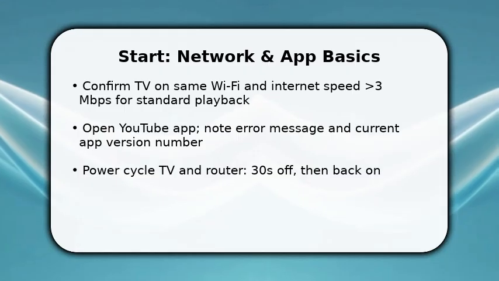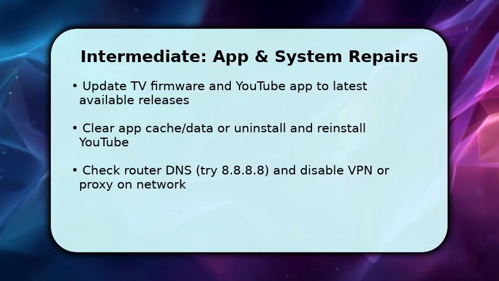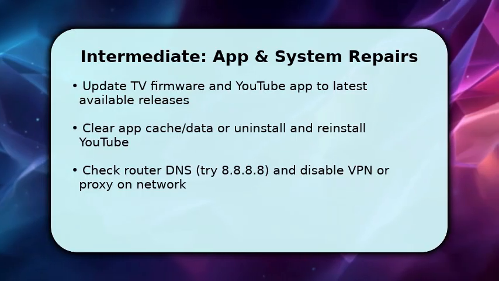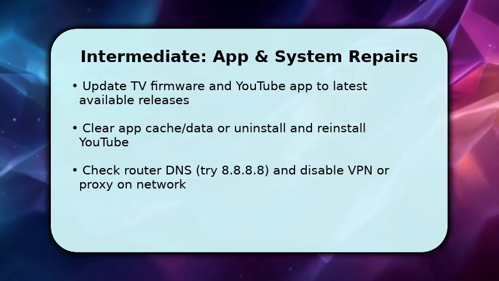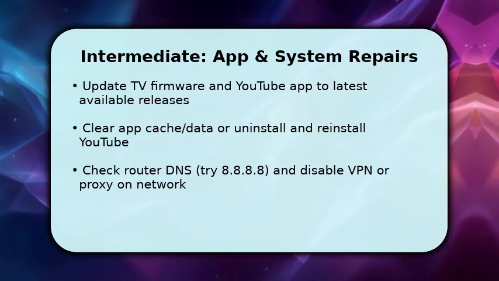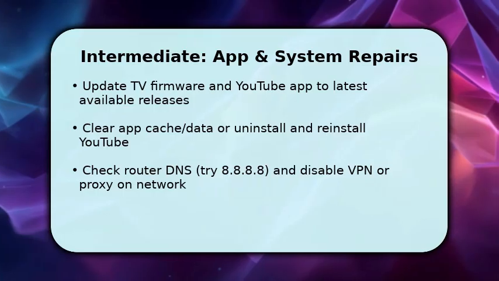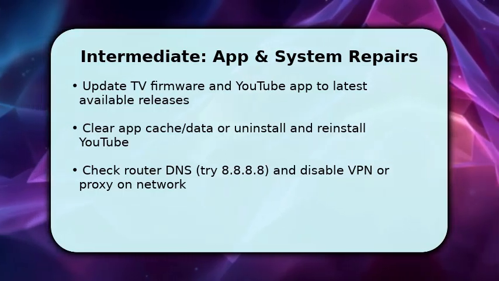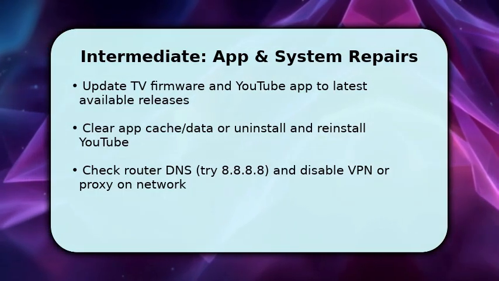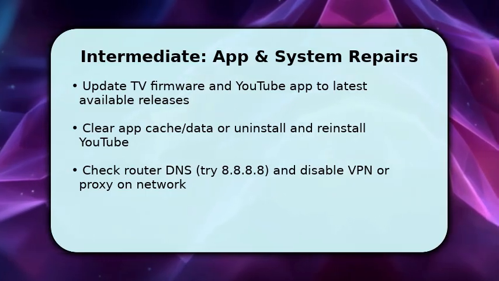Next, clear the YouTube app cache and data. If that fails, uninstall and reinstall the app to remove corrupted files. Also verify router DNS, switch temporarily to 8.8.8.8 or the ISP default, and make sure no VPN or proxy is active on your network, since those can block video streams. After these fixes, test playback.